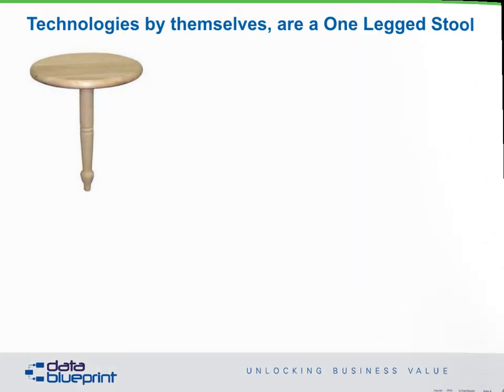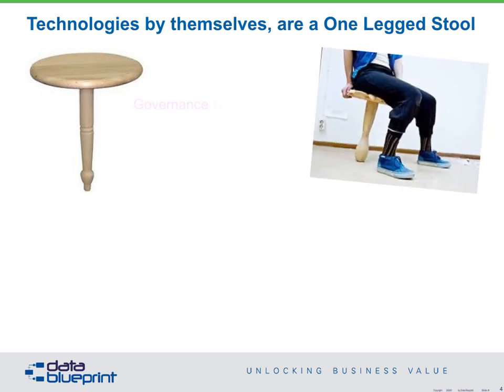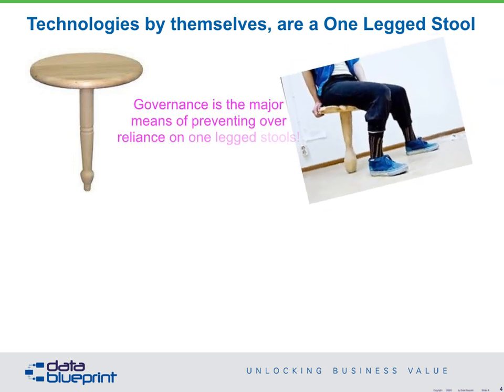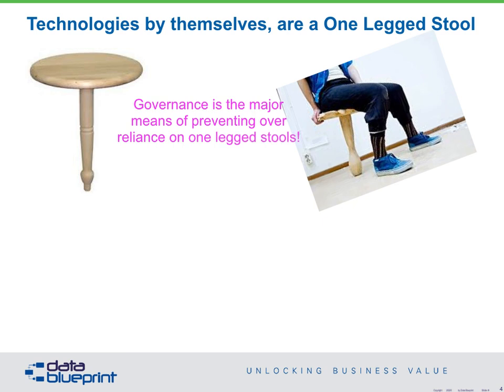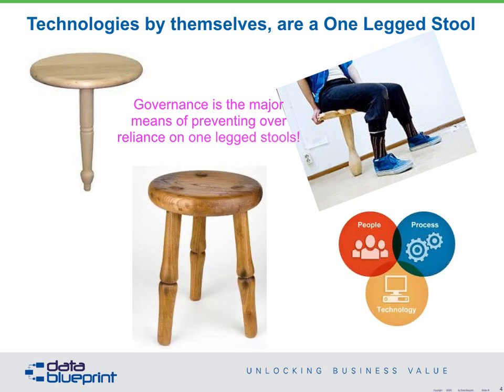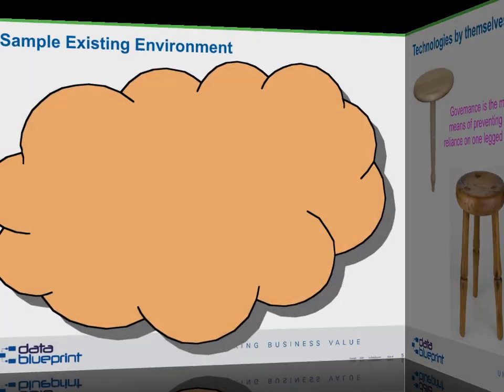That was a little trick I call math. And unfortunately, most vendors can't do it because the technologies by themselves are really just a one-legged stool, and some form of governance is the major means of preventing one-legged stools. Only when you have a three-legged stool do you have something that's architecturally sound, and that three-legged stool consists of people, process, and technology approaches. But for this lecture, we are going to talk a little bit about the technology aspects of it.